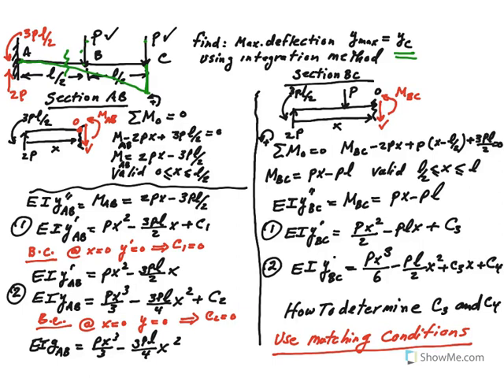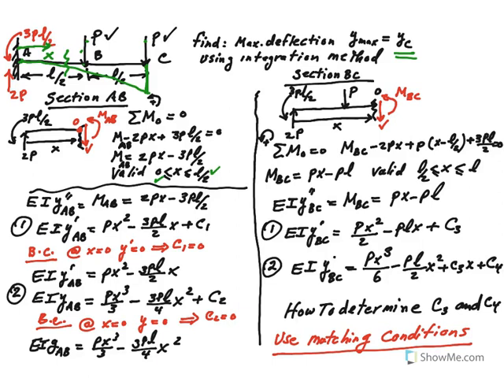Now I've taken x to be taken from A. So x would be from right here. And I'm going to use the same x over here for section BC. Anyways, we get the equation of the moment to be 2Px minus 3PL over 2. But remember, this equation is only valid from A to B, which means from 0 to L over 2.